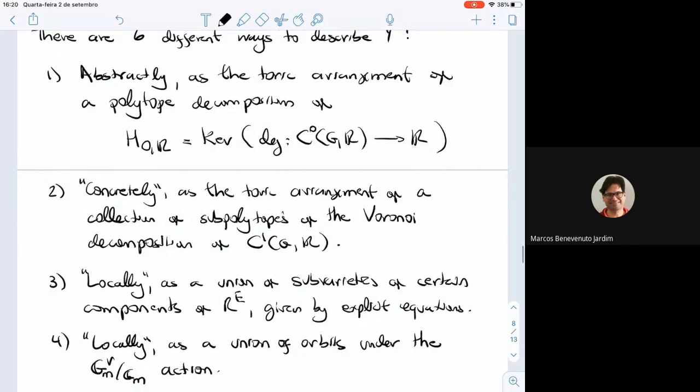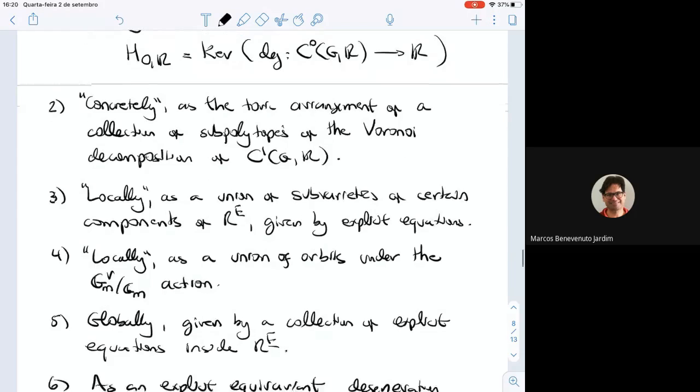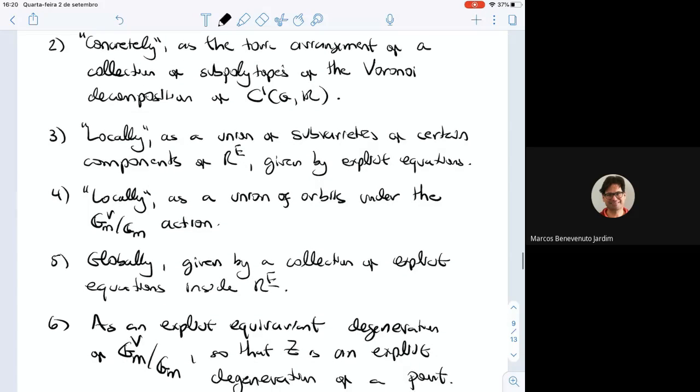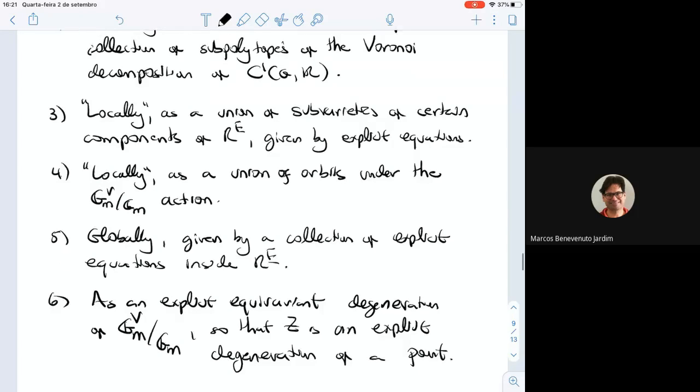Also, I can describe it locally as a union of orbits under the action. And I can do it globally, given a collection of explicit global equations inside R of E. So instead of looking at each component and giving an equation there, I look at the full thing and give a set of infinite equations for the full thing. And 6, as an explicit equivariant degeneration of the torus, so that the quotient is an explicit degeneration of a point. So there are 6 ways, and we do that to describe this Y, and I'll explain just one of the ways.